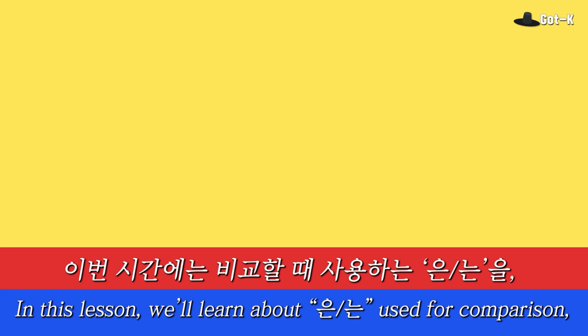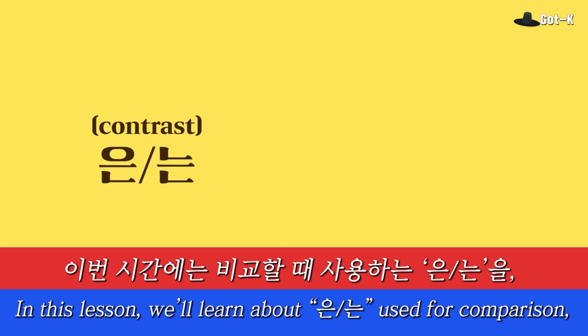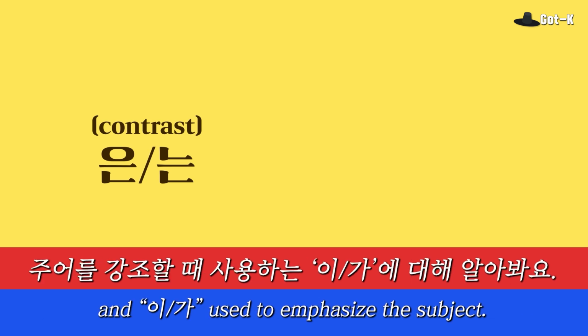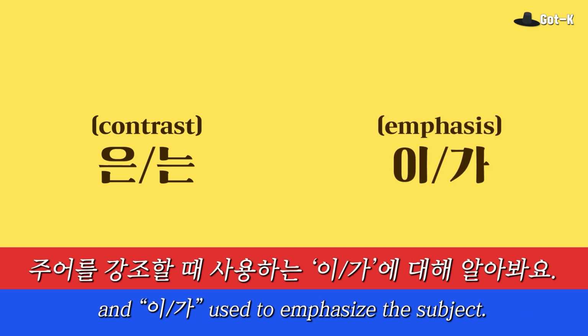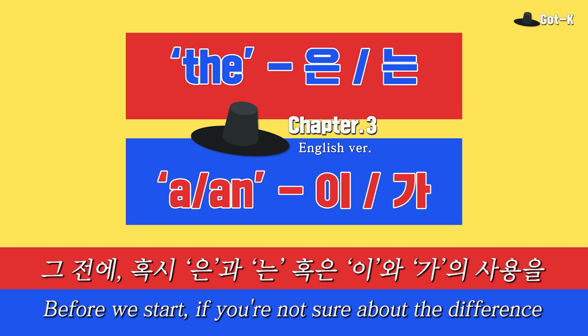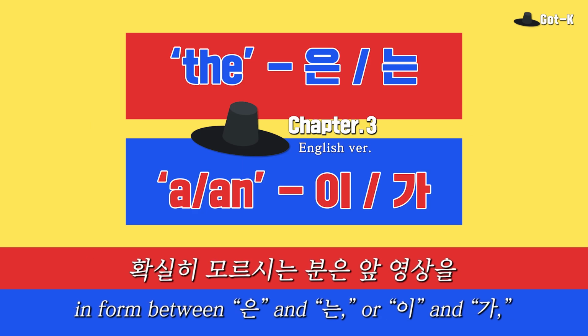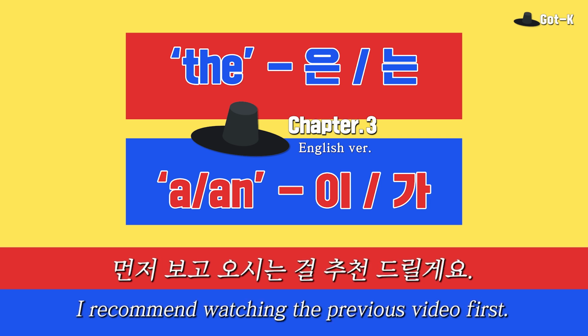In this lesson, we'll learn about 은는, used for comparison, and 이가, used to emphasize the subject. Before we start, if you're not sure about the difference in form between 은 and 는, or 이 and 가, I recommend watching the previous video first.